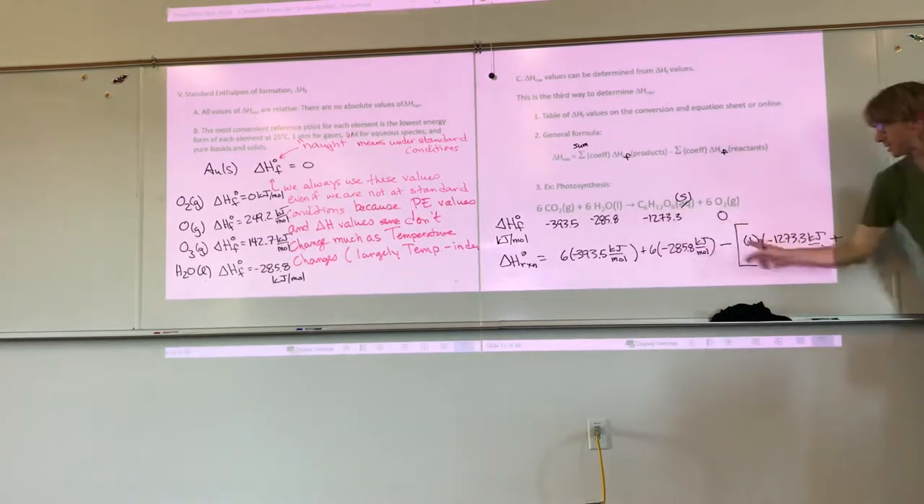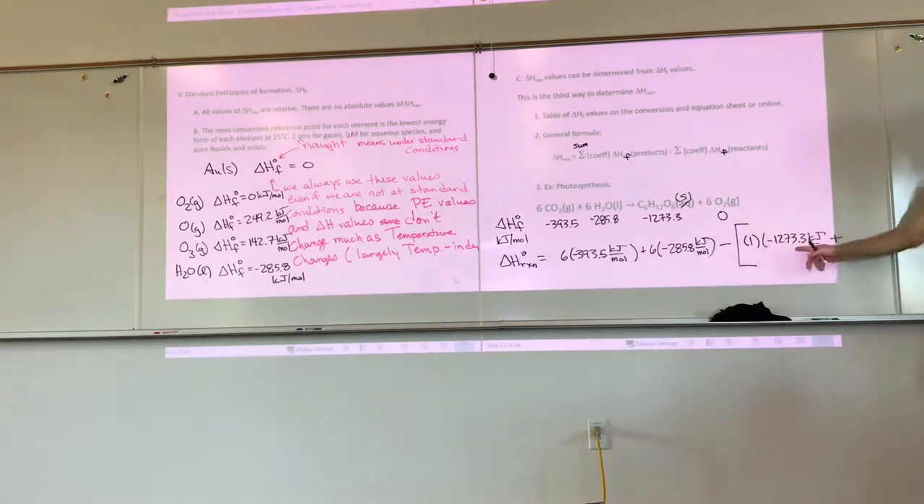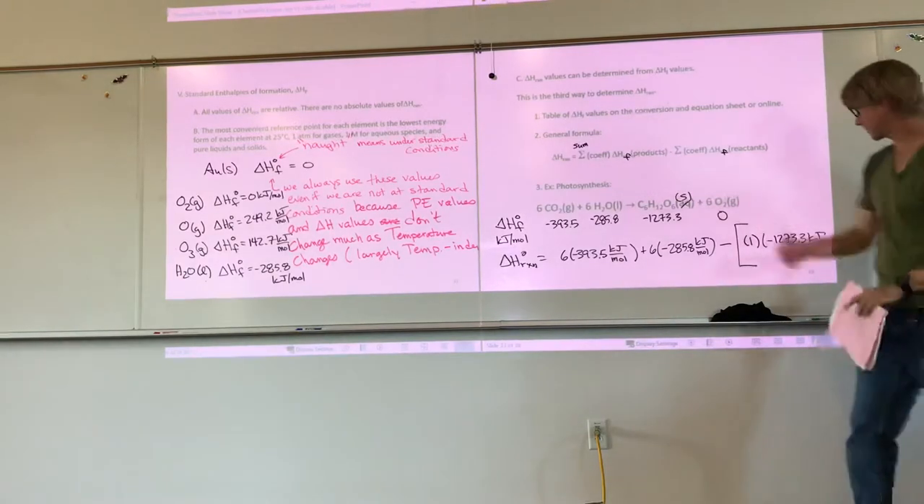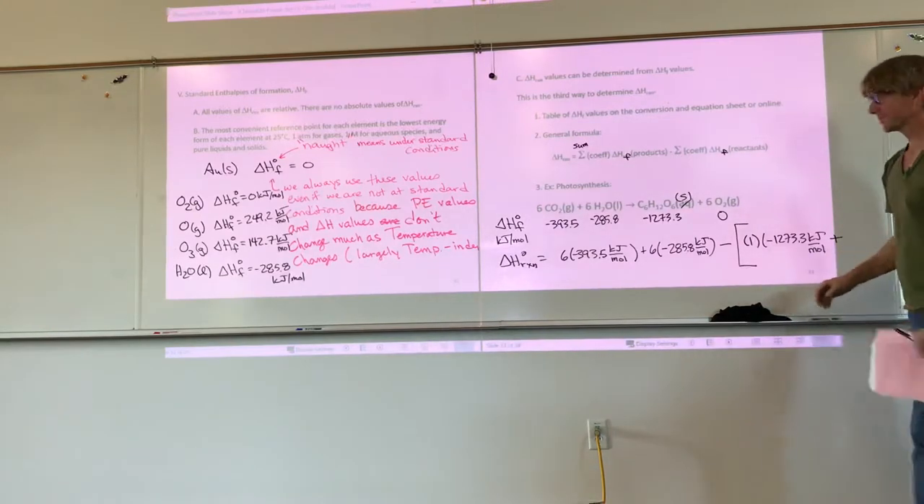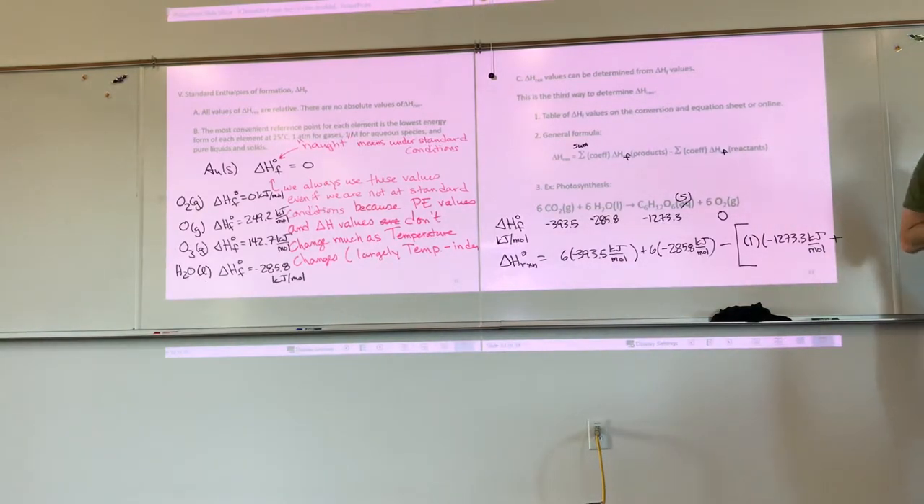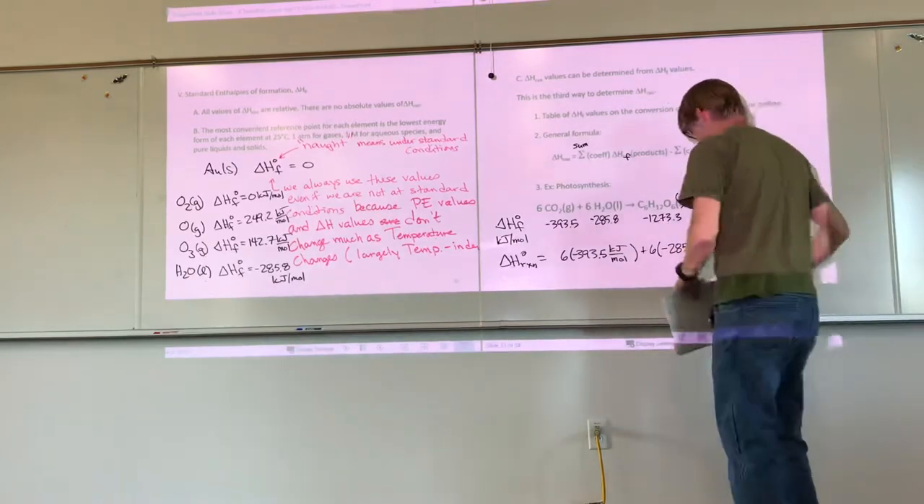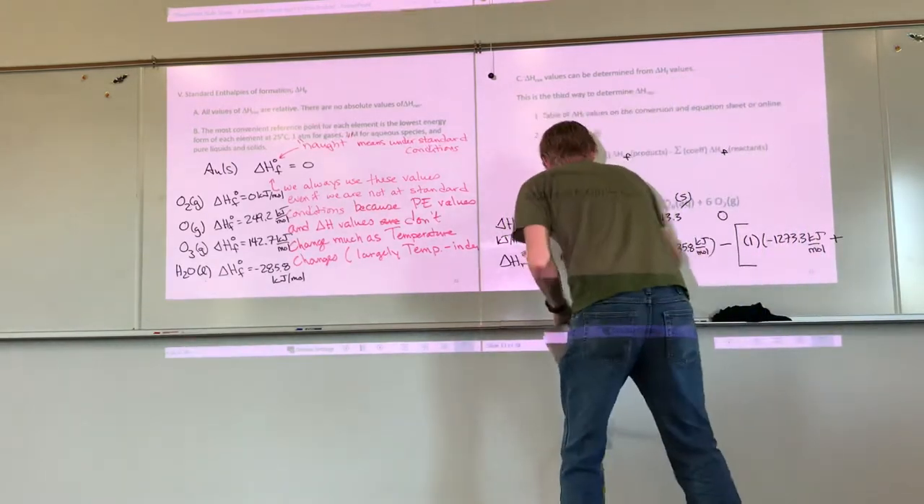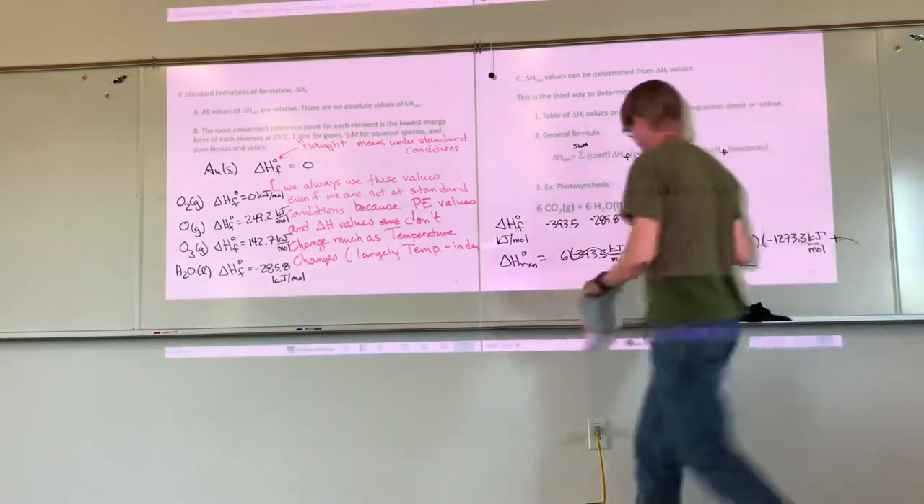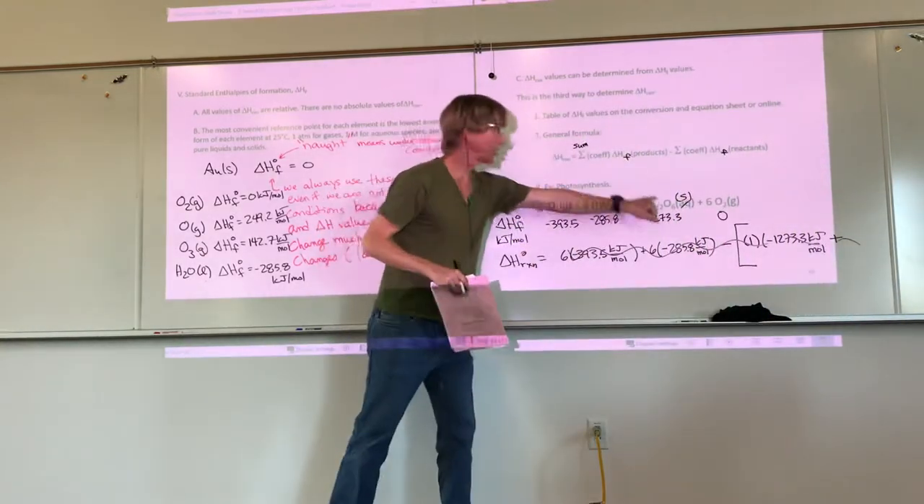One for the coefficient times the value. Wait a minute. I'm totally screwing this up, aren't I? My whole thing says products. It's supposed to be products minus reactants. And I've already taken up most of my space, but let me start with products.